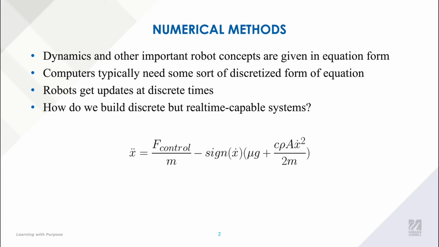And robots in particular tend to get their updates at discrete time steps. So not continuously, but every so often you'll get an update that contains the update for that entire time step, whatever that happens to be. So how do we convert this real-time, continuous time space to discrete but still real-time on the robot? Well, we use numerical integration and differentiation. And in this video, we're going to talk specifically about the differentiation part of this.